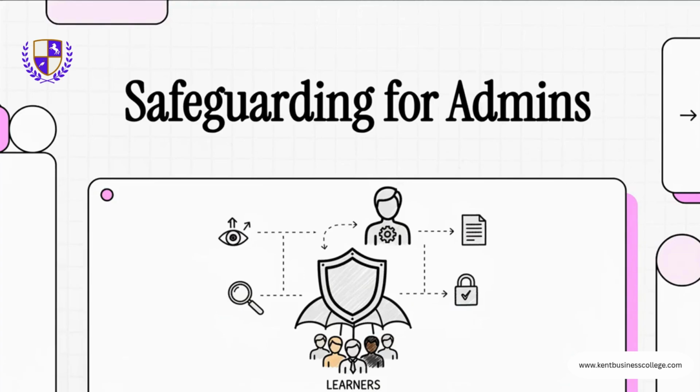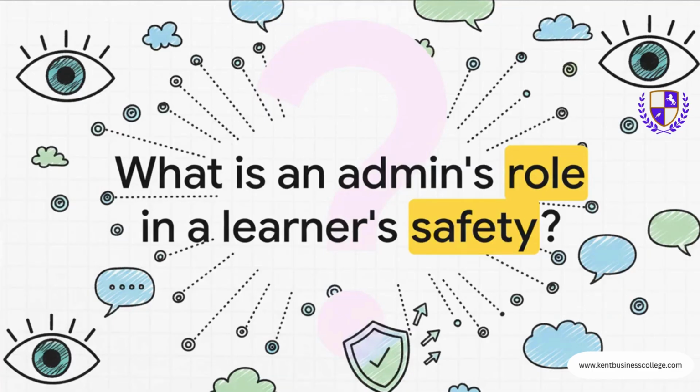So if you're an admin in an apprenticeship program, you're pretty much at the heart of the whole operation. And today we're going to dig into a really vital part of your role, safeguarding. We'll break down exactly what that means for you and how your unique position is absolutely key to keeping every single learner safe. Let's just start with a big question right here.